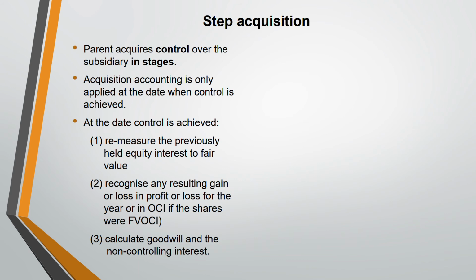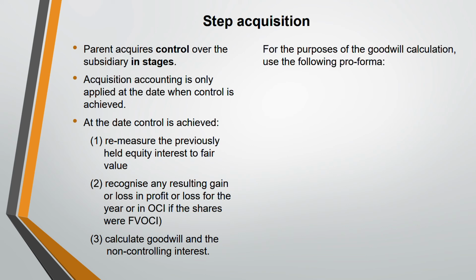Third, calculate goodwill and NCI because you have got that control. That means he became a subsidiary. You have to calculate goodwill also. You have to calculate NCI also. Okay. Now, these are the procedures that you have to do to calculate goodwill.